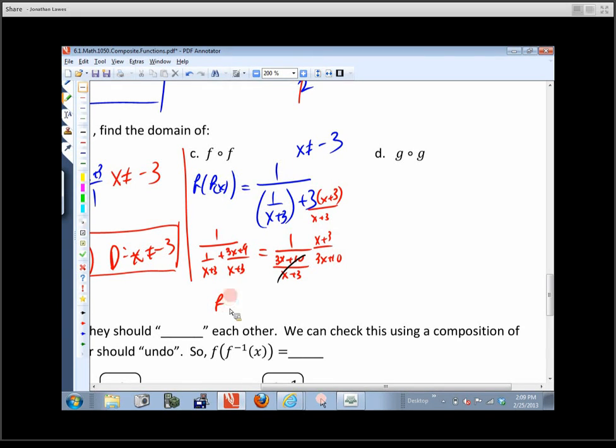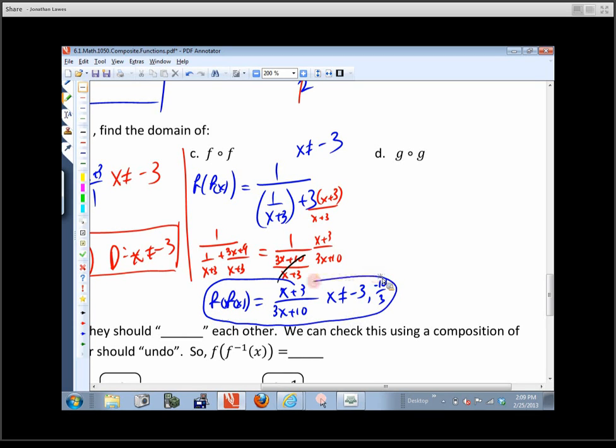So f, oops, let me change back. So we're in blue. f of x is equal to x plus 3 over 3x plus 10. We already said you had to throw out negative 3. What else do you have to throw out? You have to throw out negative 10/3. In my opinion, it would be worth your time to try and figure out why you have to throw out negative 10/3, even though that doesn't have anything to do with the domain of the original function. Okay?